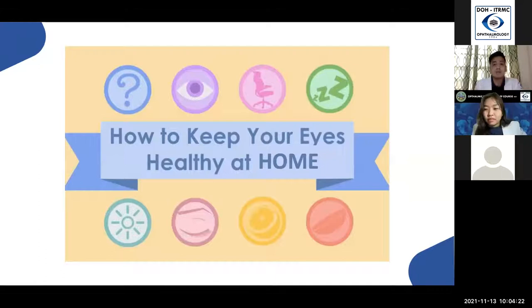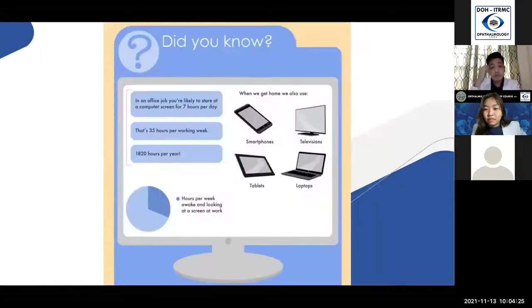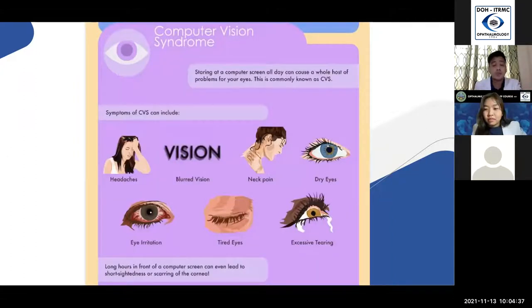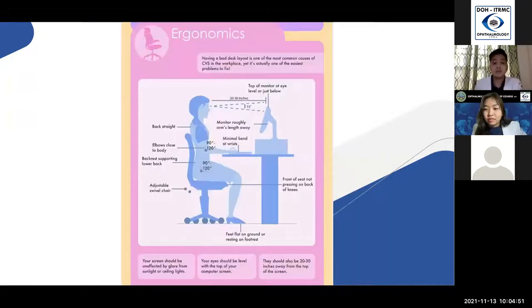So how to keep your eyes healthy at home? So now that we are work from home, we are most likely exposed to the gadgets. So we have computer vision syndrome. These are the symptoms that may occur if we are exposed to the screen all day. So one thing that we can do is ergonomics to decrease the symptoms of CVS.